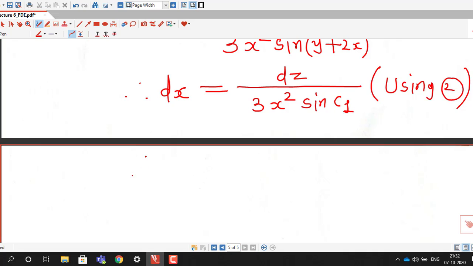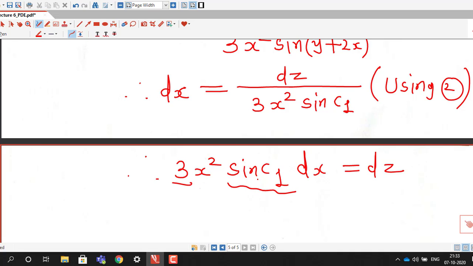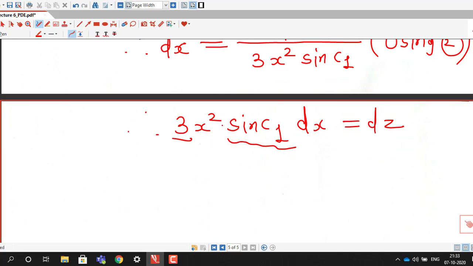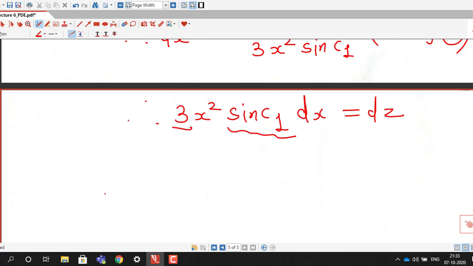Now this is easy to integrate. This we can shift on the left hand side. Sin c1 is now constant, so 3x square sin c1 dx equal to dz. So 3 into sin c1 is constant, and x square dx equal to dz. So this is a separable ordinary differential equation. So we can find out the solution by direct integration.